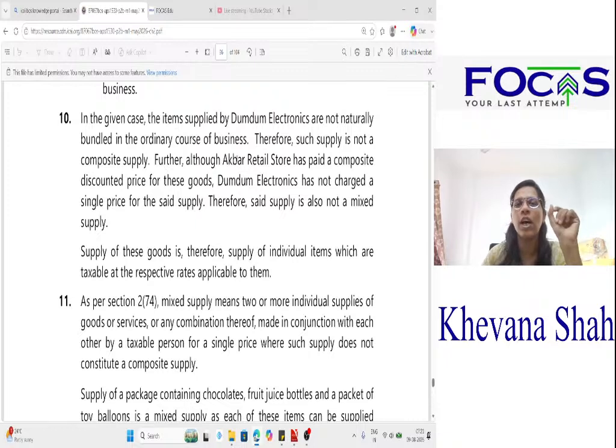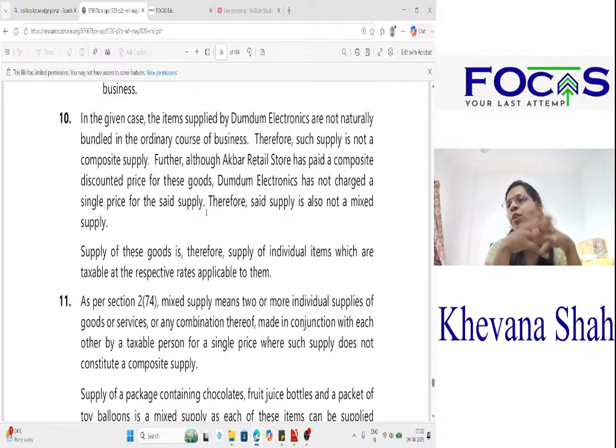Further, although Akbar Retail Store has paid a composite discounted price for these goods, Dum Dum Electronics has not charged a single price for the said supply. So remember, see who is your seller, who is your supplier. Your supplier is Dum Dum Electronics. Now, it can be possible that if I am going to some grocery shop and I am purchasing certain things, so what I will do is I will be paying single amount only, right? For whatever items that I have purchased, I'll be paying the total amount, okay?